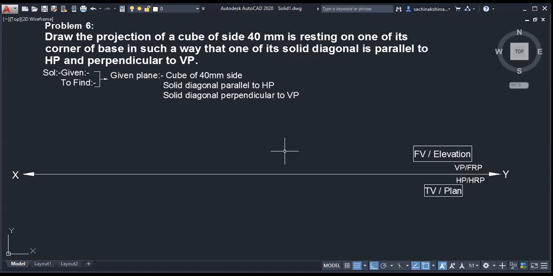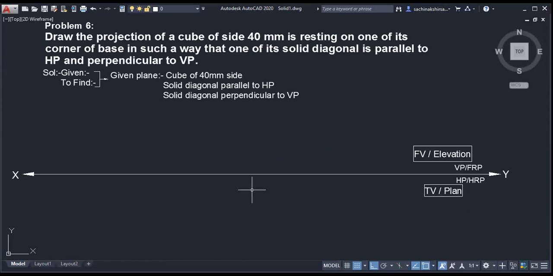Actually, if you read the problem statement, do you come to know where it is lying? Is it given in the problem statement? Where is it lying? Resting on one of its corners. Okay, but is it on HP or on VP? That is not given in the problem statement. HP.